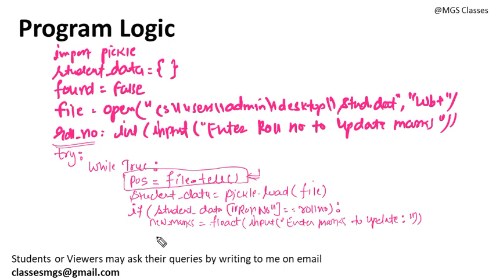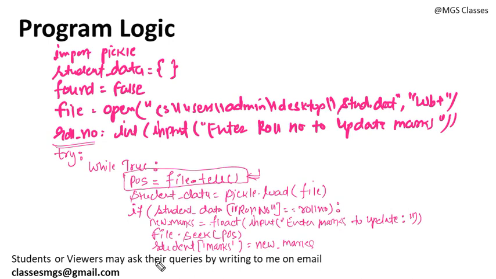So we need to use the file.seek method to go to the location of the pointer at which the student record is there. Now we will update this record with the new marks. We need to update the marks of the student, using how to update a value in a dictionary, that you should know. Student marks equals, we will insert the new marks here.